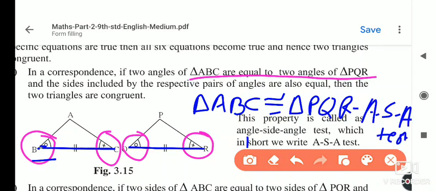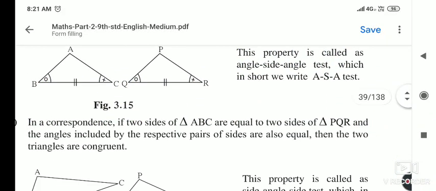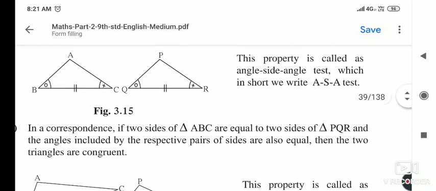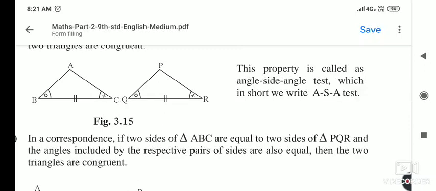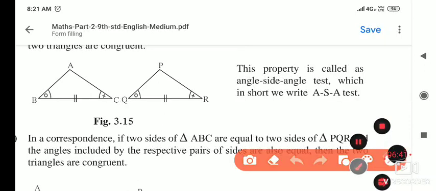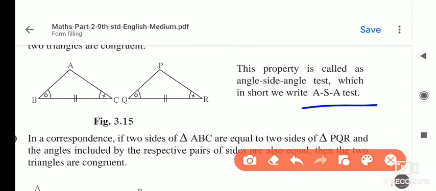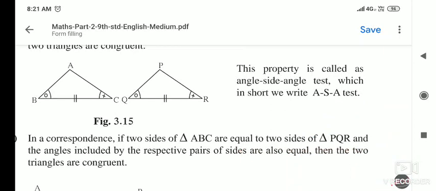Did all of you understand what I said? So this is the first test of congruence, the ASA test. From this we understand that if two angles of the first triangle are equal to two angles of the second triangle, and the side included by them is equal or congruent, then these two triangles are congruent to each other by the ASA test. Understood?